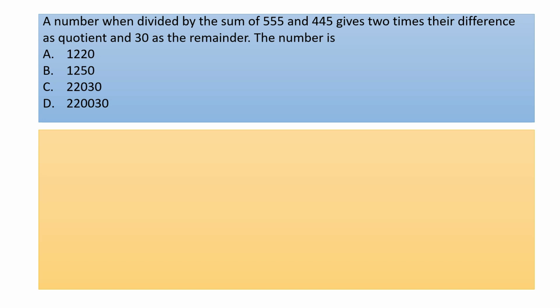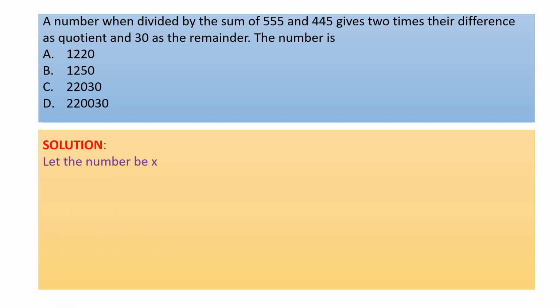So from the problem statement, we can understand that when an unknown number is divided by the sum of 555 and 445, it gives the quotient as 2 times the difference of 555 and 445, and the remainder is 30. So we have to find the unknown number. Let's move on to the solution.